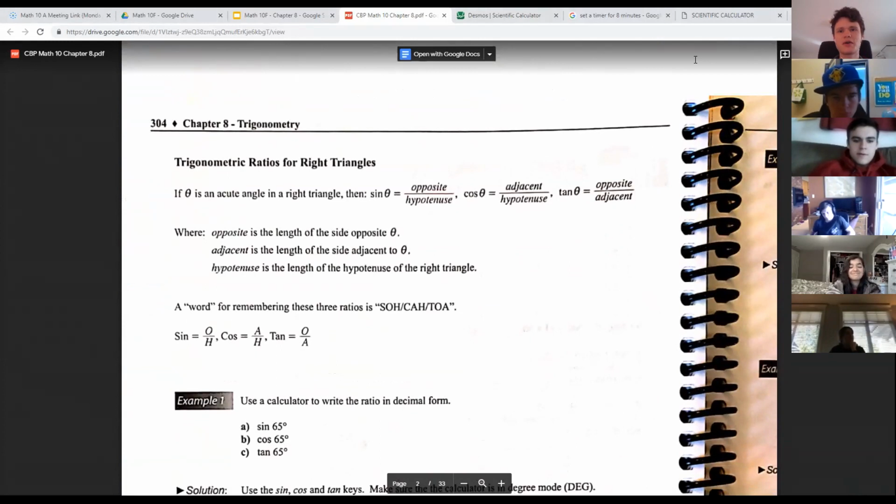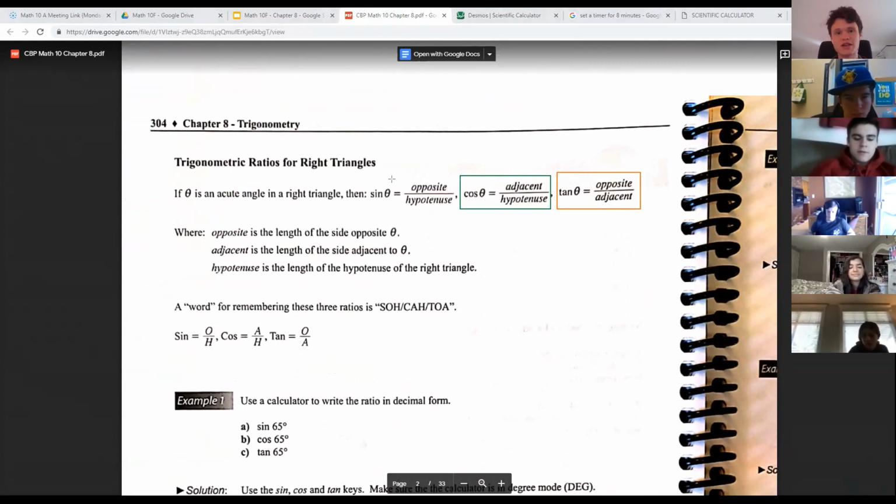So we learned about the tangent ratio already. We're saying that tangent is opposite over adjacent. But we have two other ratios, and this accounts for all of our sides and all of our relationships. We have cosine, which is adjacent over hypotenuse, and sine, which is opposite over hypotenuse. So we have our three ratios here: sine, cosine, and tangent. And it can be maybe a little tricky to remember all of these.